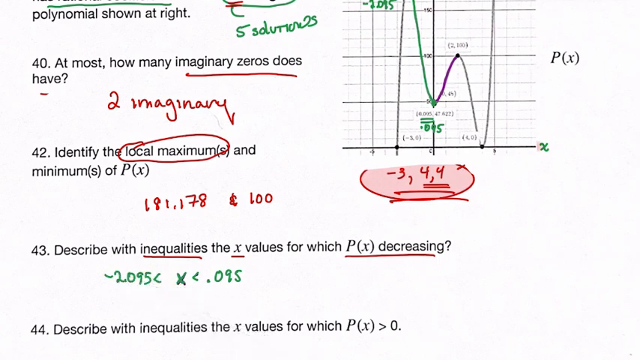So there's the interval. You could write it this way if you're using interval notation. It means the same thing as this one. Notice where those inequalities are. Saying x is bigger than that number, x is smaller than that one. So there's where it's decreasing.